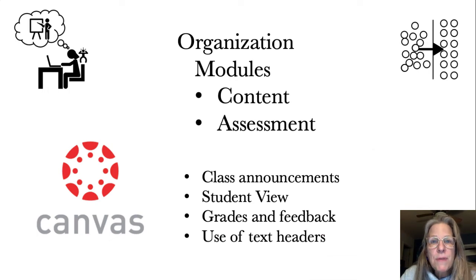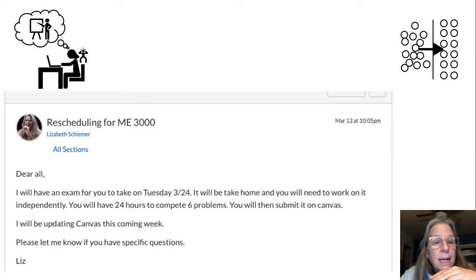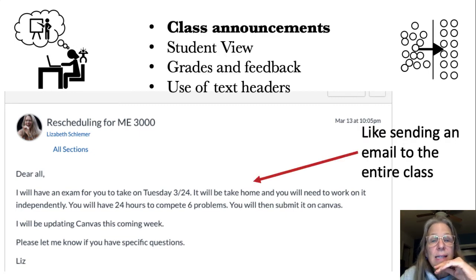So a few other things about Canvas that I think are interesting. One is the class announcements. Whenever I send messages to my students, they are recorded in the class announcements. So I can have a whole list of the different communications that I sent my students. It's all in one place. And then it's just like sending an email. When I put an announcement, it goes to every one of the students on Canvas and to the students' emails.